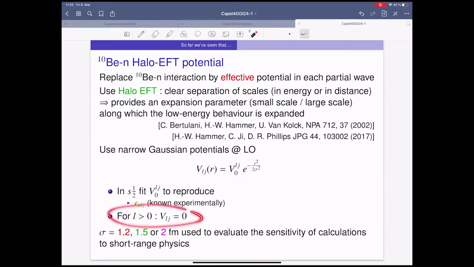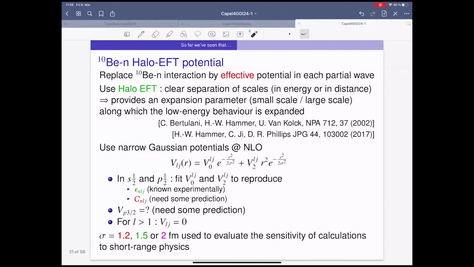And for all the others, you assume that you don't know anything and you put 0 in the potential. The width of the Gaussian is your regulator, if you want, in that interaction. And in our case, it corresponds to the short range physics that we neglect. So we assume that it goes 1.2, 1.5, and 2. And I won't go into the detail of why we start with 1.2 and not 1.0, but we can discuss that later if you are interested.